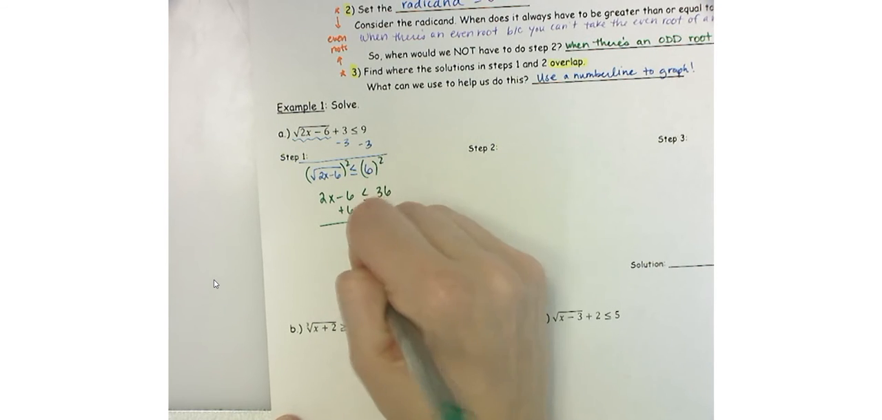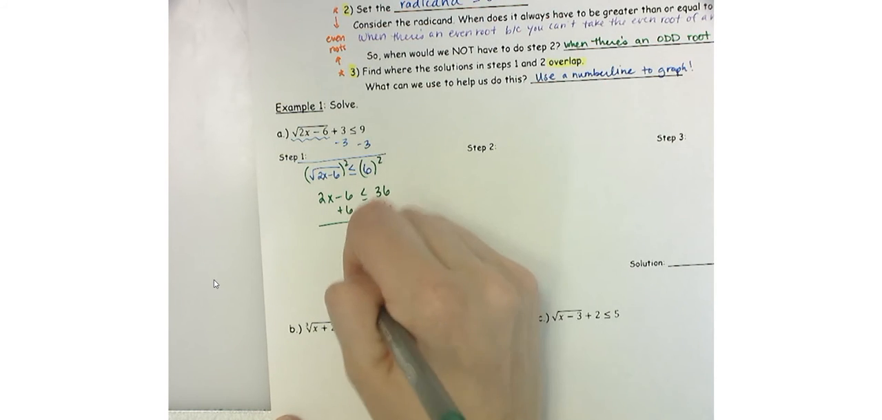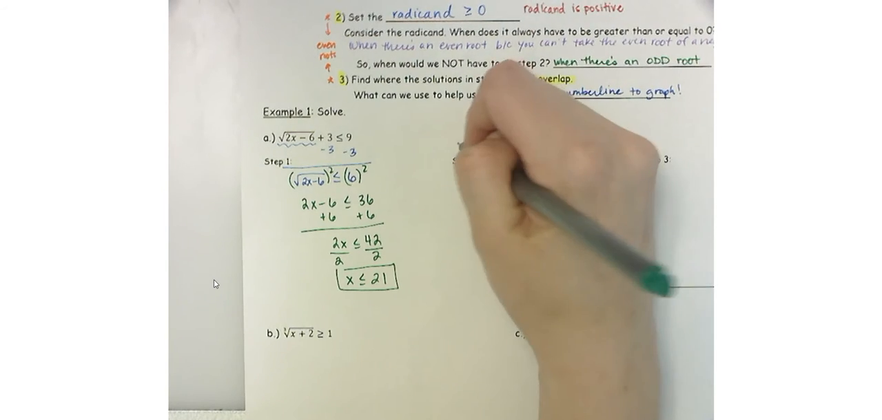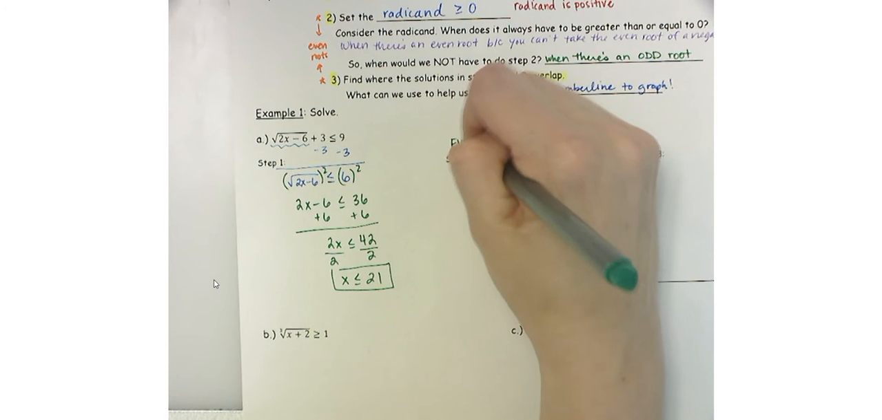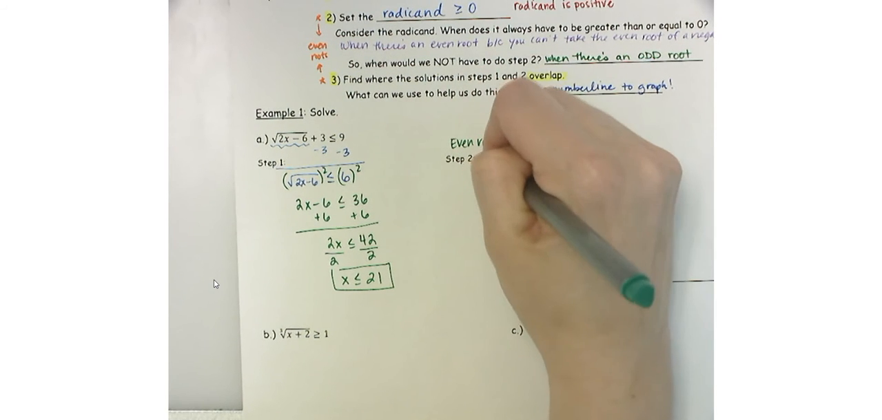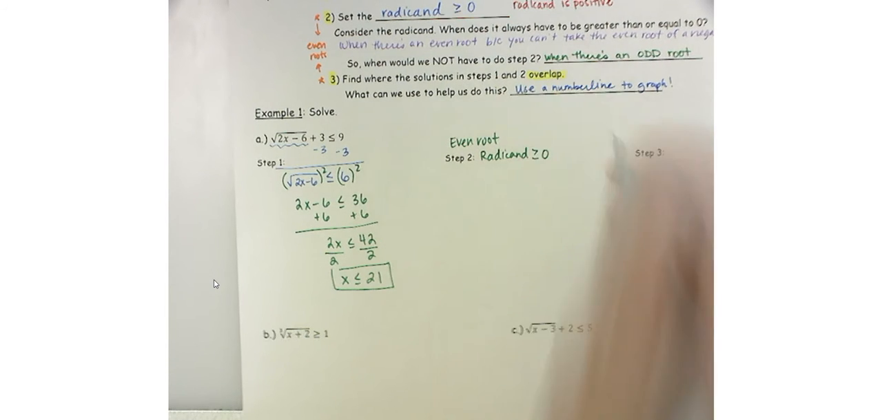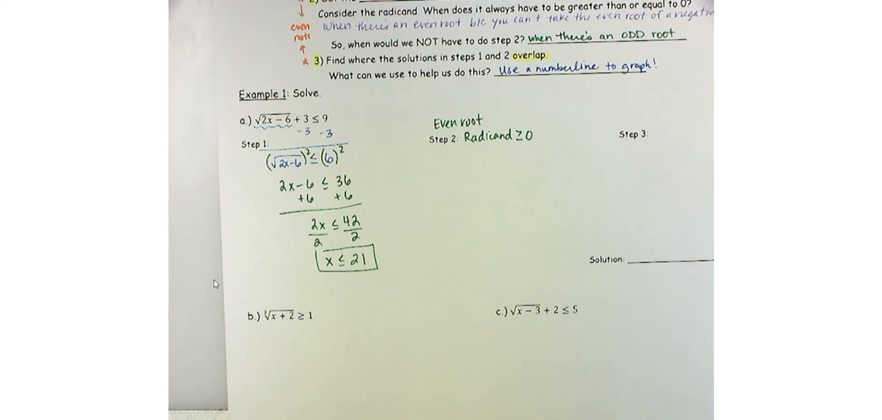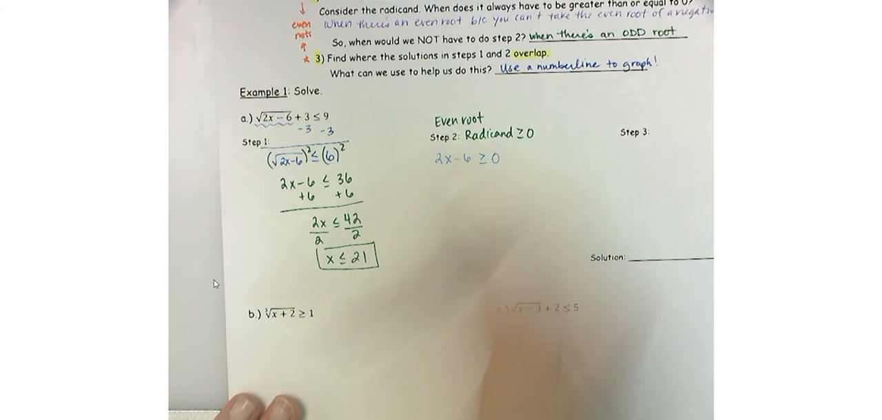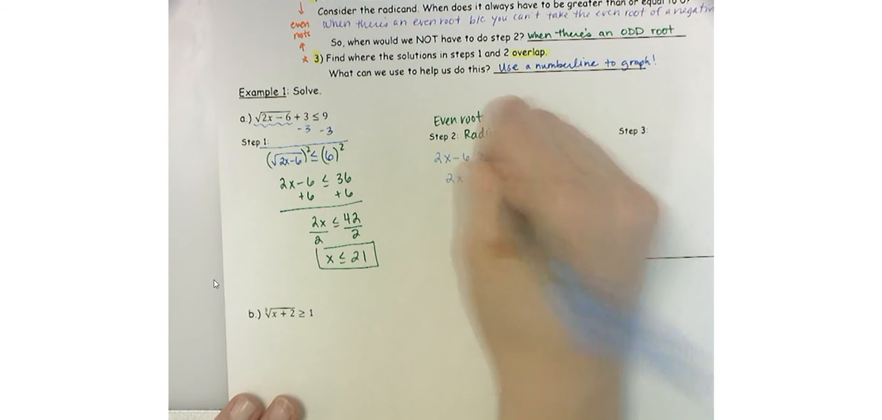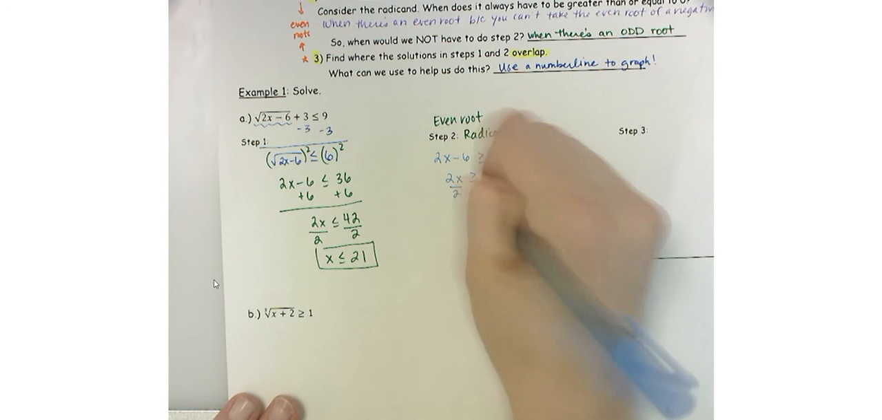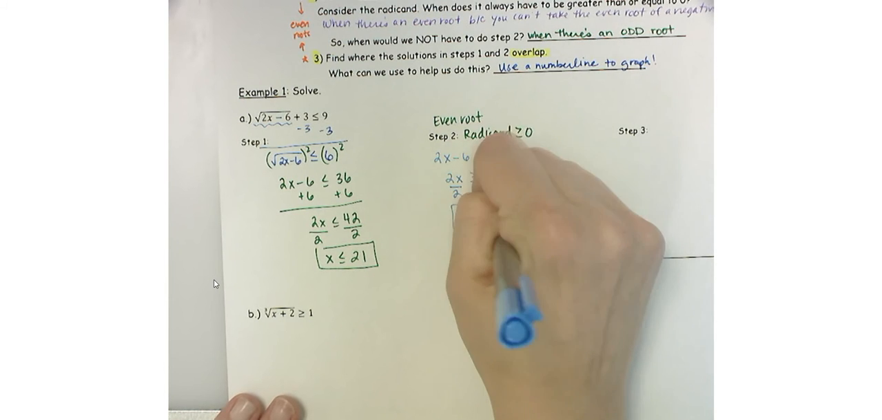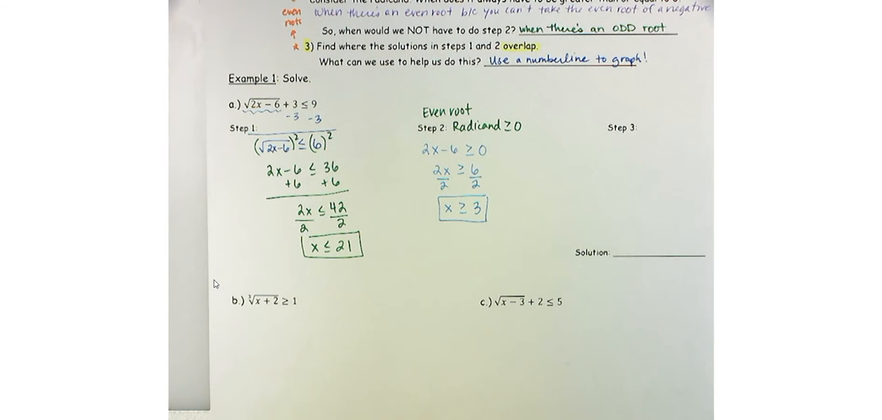With this it's a square root, so that is an even root. So if it's an even root, that's when you take the radicand and set it greater than or equal to 0. The radicand is just the value that's underneath the radical. So if you look at what's underneath, it's 2x minus 6. That's what has to be positive. So then I'm going to move over the 6 and then divide by 2. So x is greater than or equal to 3. And then for step 3, I can use the number line to find where my two values are going to overlap.